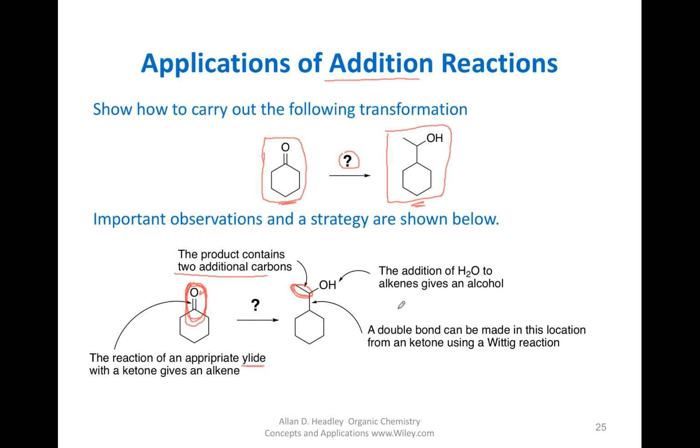Another observation is that we have here an OH in the product that's not in the reactant. So we'll have to introduce OH. Typically, we introduce an OH group by hydration, adding water. And of course, to add water, an addition, we need a double bond here. So if we had a double bond here, we can do a Wittig reaction.